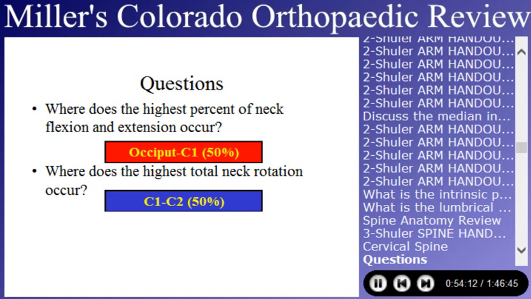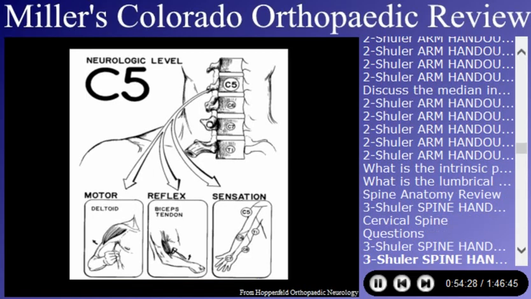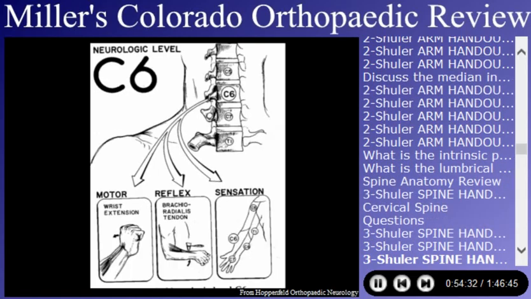Real quick summary, C5, deltoid, don't forget. Biceps tendon reflex, sensation on the arm shown. C6, don't forget, C5-C6 is the most common level of disc herniation in the cervical spine. You're going to hit the C6 nerve root. Don't forget the EMG changes that I was talking about that showed up directly on my examination, okay? Wrist extension, brachioradialis reflex.